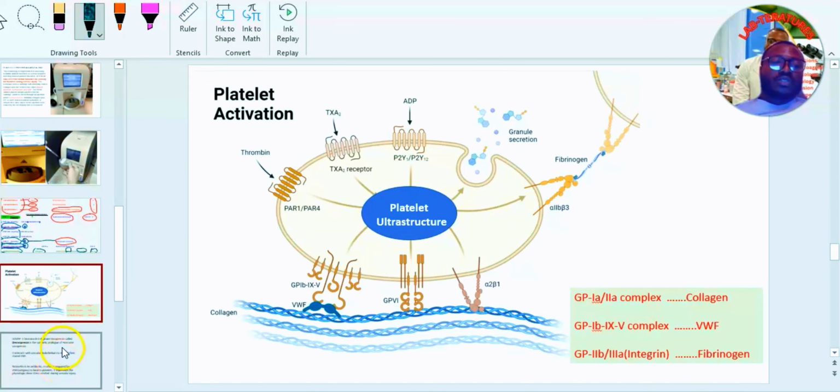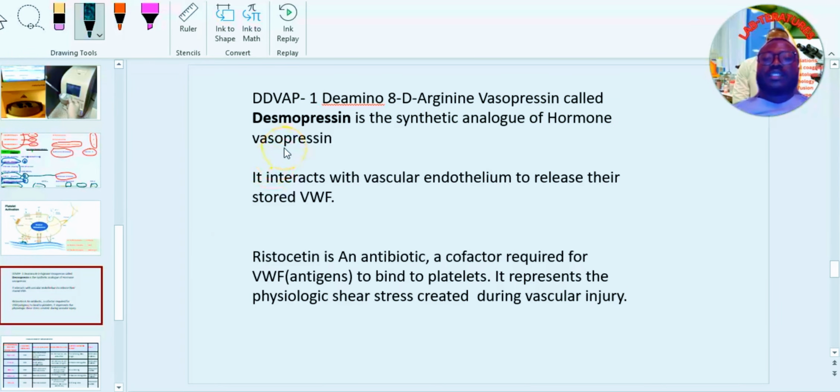So one thing you should know is DDAVP, which is 1-deamino-8-D-arginine vasopressin, called desmopressin. Desmopressin is a synthetic analog of the hormone vasopressin. And we know vasopressin is an antidiuretic hormone that interacts with the renal tubules for water reabsorption. If desmopressin engages with the vascular endothelium, it is able to trigger the release of ultra-large von Willebrand factor from the Weibel-Palade bodies, like I mentioned in my previous video. So if desmopressin can trigger a release, then any of those types of von Willebrand disease that are due to von Willebrand antigen deficiency, desmopressin can solve it.